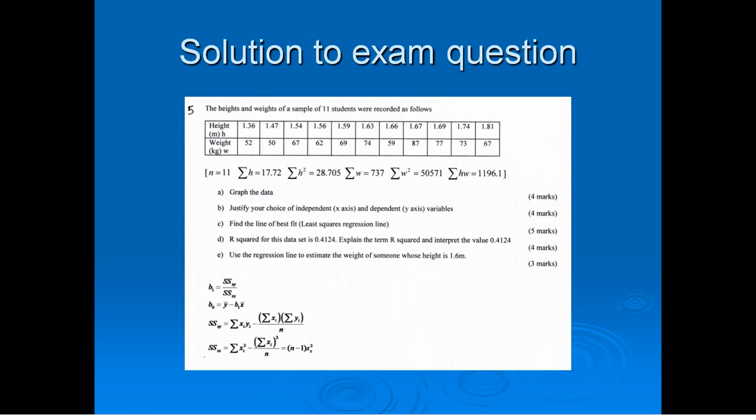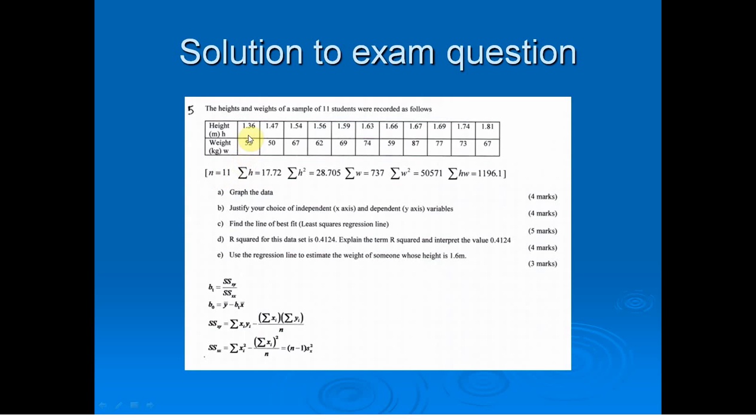Today we'll be helping some of my students with a simple linear regression, a typical exam question. What we have in front of us is 11 students recorded. Their heights are there and their corresponding weights are given. There's a statistical summary here. There are 11 data points, 11 students.